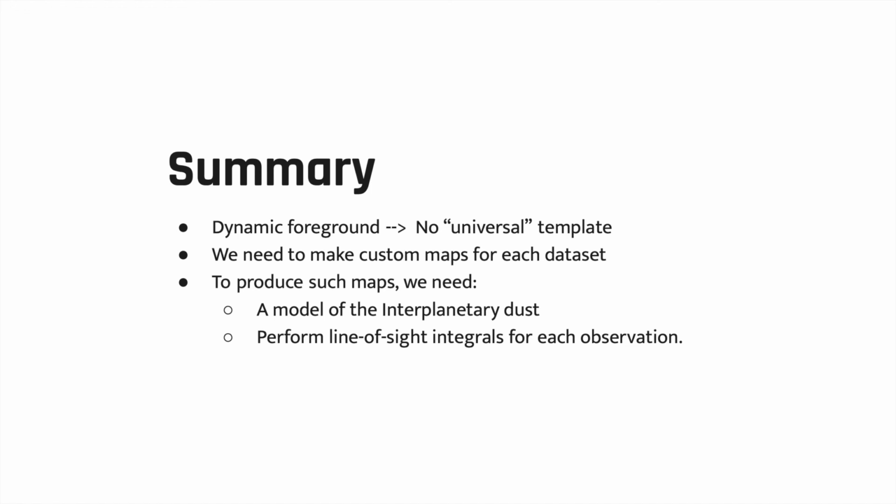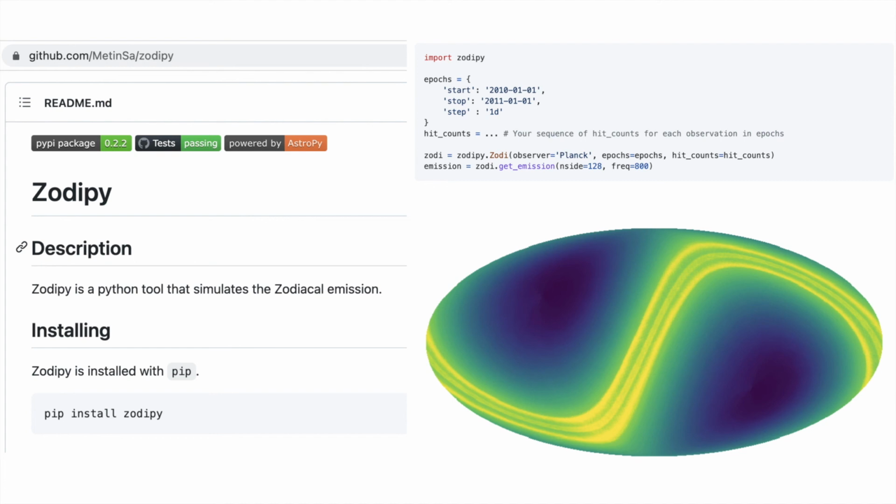To produce such maps, we need a 3D interplanetary dust model that describes how the dust grains are distributed in the solar system, which we can then use to compute the observed intensity in the line of sights observed in the data. And finally, the simulations shown in this lecture were produced using Zodipy, which is an open source zodiacal emission simulation tool that I have developed in Python.